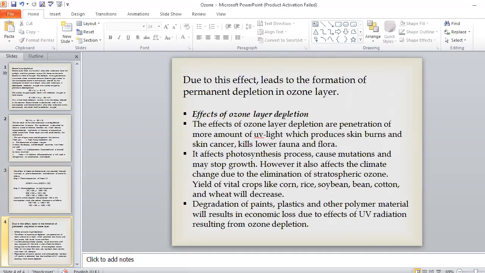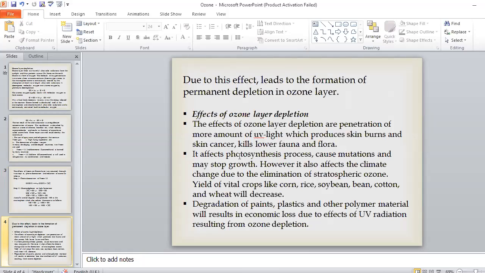Next is the effects. So what are the effects of ozone layer depletion? The ultraviolet rays penetrate into the atmosphere and come in contact with the skin. It burns. Sometimes it will lead to the formation of skin cancer. Sometimes it kills the fauna and flora that exist in the atmosphere, and it also affects the photosynthesis process.